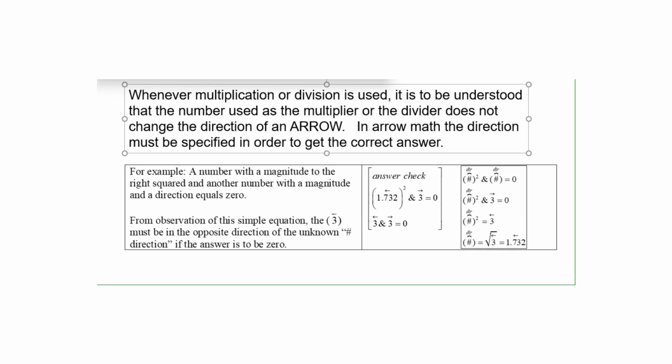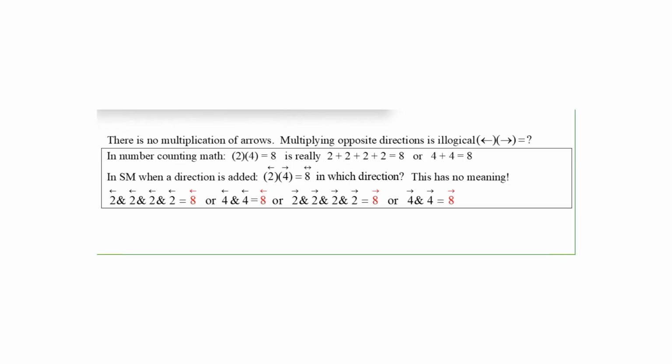In arrow math, the direction must be specified in order to get the correct answer. For example, a number with a magnitude to the right squared and another number with a magnitude and direction equals 0. From observation of this simple equation, the 3 must be in the opposite direction of the unknown number direction if the answer is to be 0. There is no multiplication of arrows. Multiplying opposite directions is illogical.